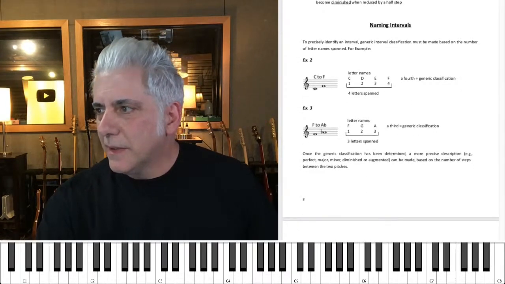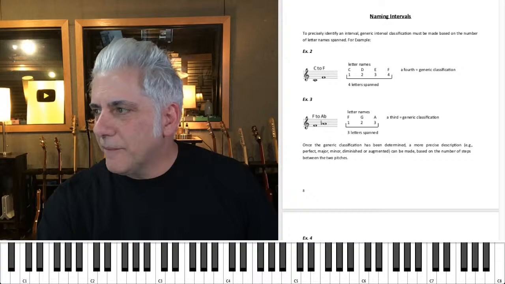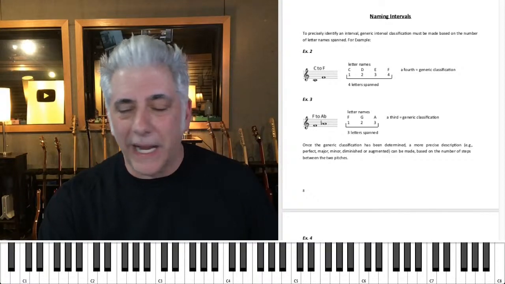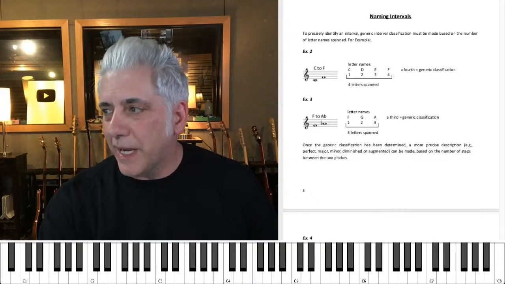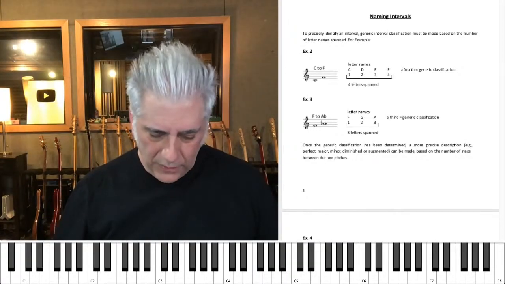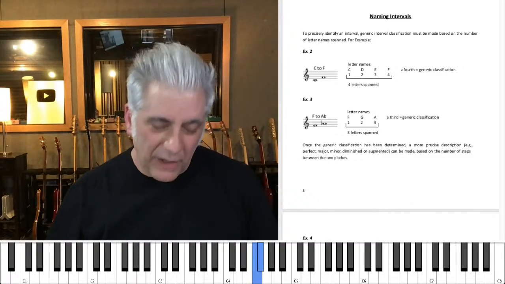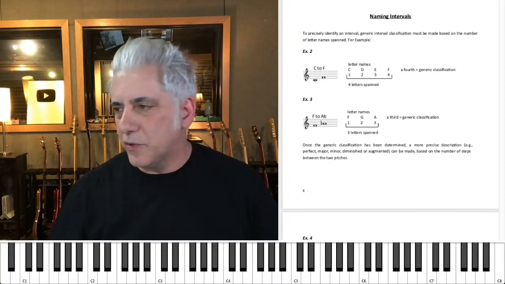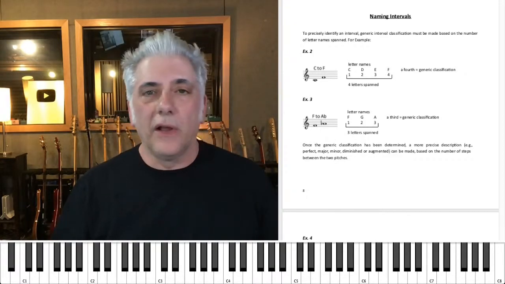Make sense? And F to A flat, you look at the generic 3 letter names spanned, and then you count the half steps. 3 half steps, so F to F sharp or F to G flat, that's 1, 2, 3 half steps. That's a minor third. Just look it up in your chart. There is memorization that goes along with this.